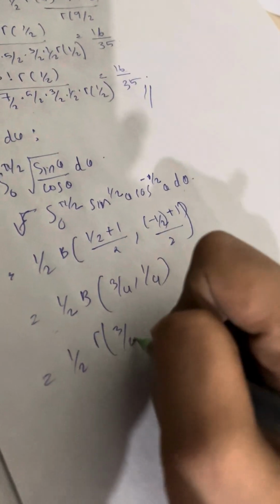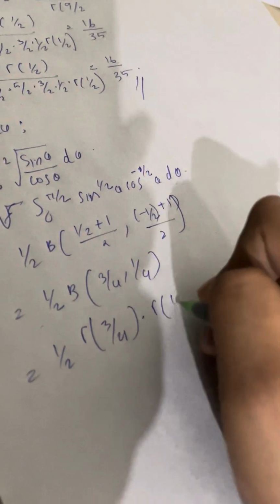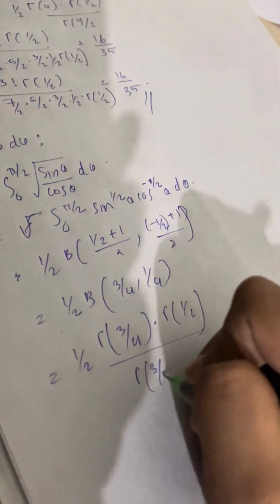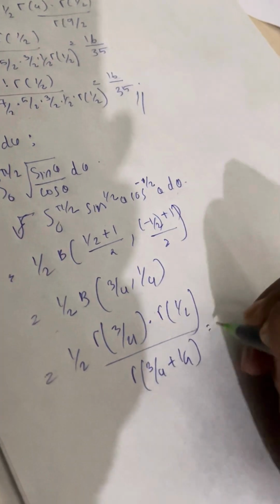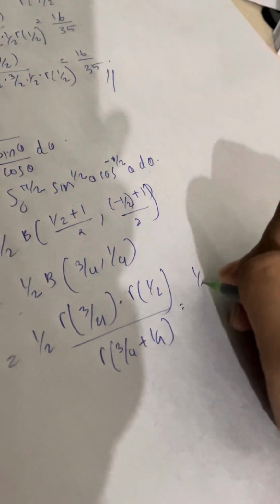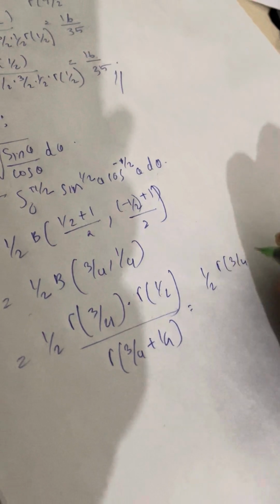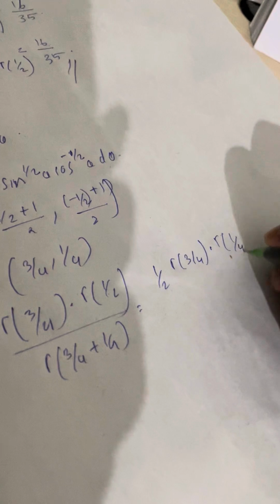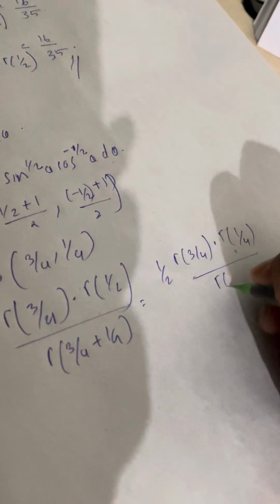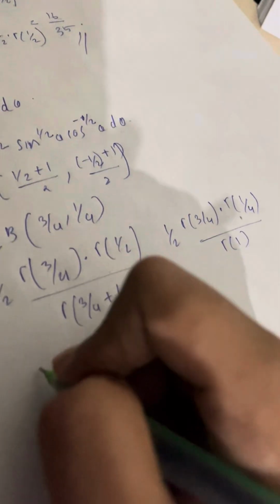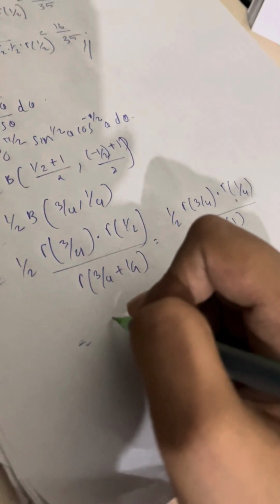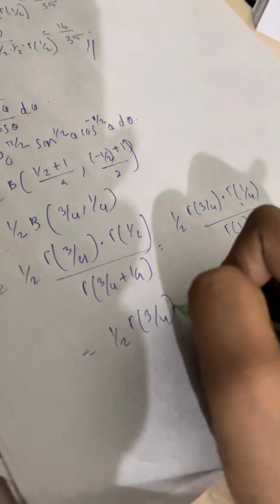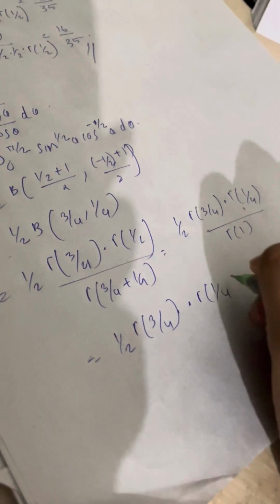which is equal to 1 by 2 into gamma of 3 by 4 into gamma of 1 by 4 by gamma of 3 by 4 plus 1 by 4, which is equal to 1 by 2 into gamma of 3 by 4 into gamma of 1 by 4 by gamma of 1, which is equal to 1/2 into gamma of 3/4 into gamma of 1/4.